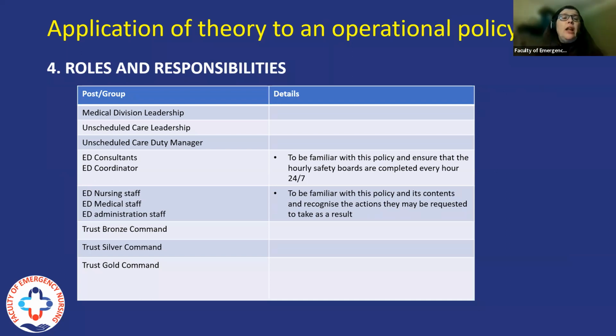Okay. Now, roles and responsibilities. You'll remember that was in my list of things you had to do. I've trimmed this back because this table was quite large in the policy, so I've edited it a bit and just focused on what is required of the ED staff. I haven't included what's required for bronze, silver, and gold command. You'll know what those are.